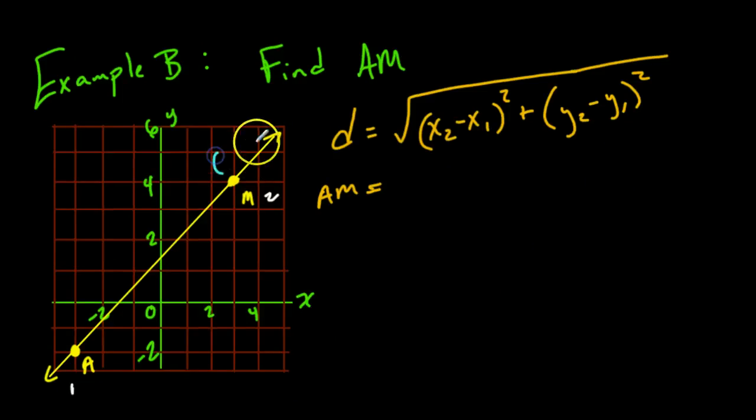Alright, M is going to be over 3 and up 4, so that's 3 comma 4. And A down there is going to be left 3, so negative 3, and down 2, so negative 2. So now I've got x2, y2, because that was our second point. I've got an x1, y1, because we said that was our first point. So we're going to take these values and just plug them into the distance formula right here.